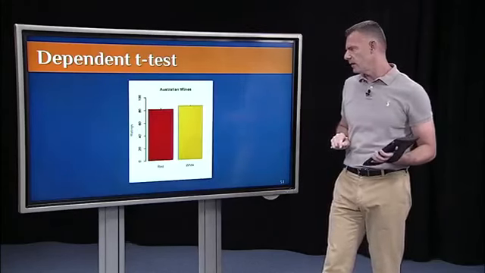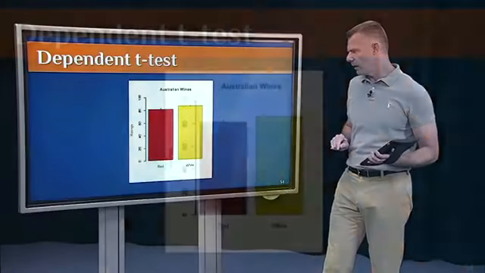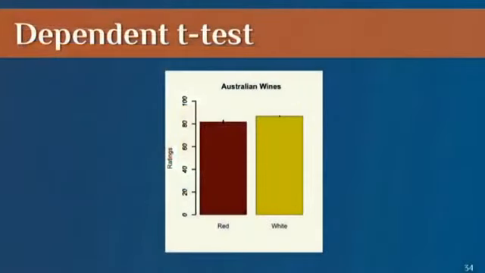So here are the data in a bar plot, and it's just a slight edge for the white. They're just like a couple points higher than the red. So on average, these wine experts in Australia like the white better than the red. But is this a significant difference, or is this difference just due to chance?